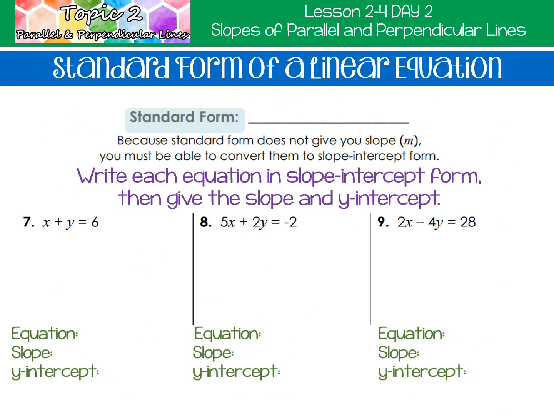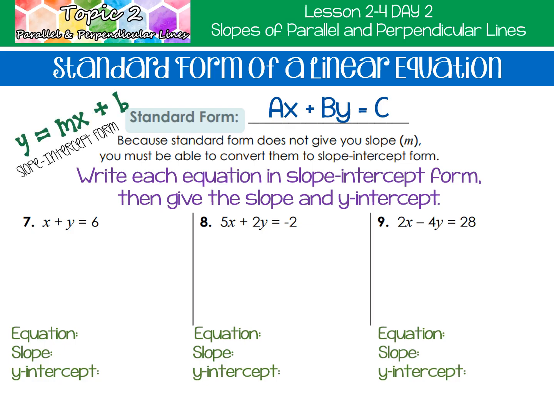Standard form is another way to write a linear equation. It's ax plus by equals c. Because standard form does not give you the slope, m, you must be able to convert them to slope-intercept form. There's a reminder, y equals mx plus b. So we're going to write the equation in slope-intercept form, and then we're going to find the slope and y-intercept.